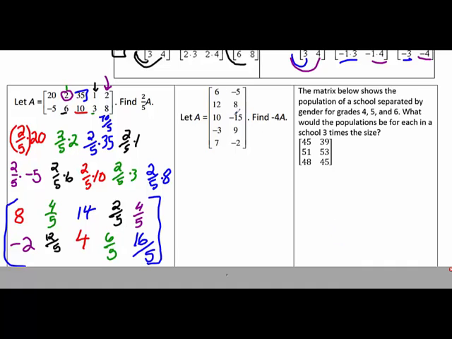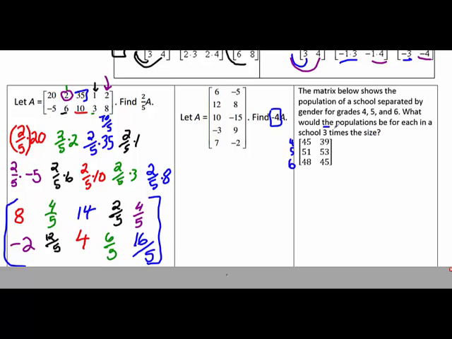Now, as I said, I was going to skip with this one, but make sure you take that negative and multiply everything by a -4. Last but not least, if we have a matrix below, it shows population of a school separated by gender for grades 4, 5, and 6. So this tells me this is 4th grade, and 5th grade, and 6th grade. And I don't know which one's boys or girls because I didn't feel the need to label them for us, but that's okay. What would the populations be for each in a school 3 times the size?